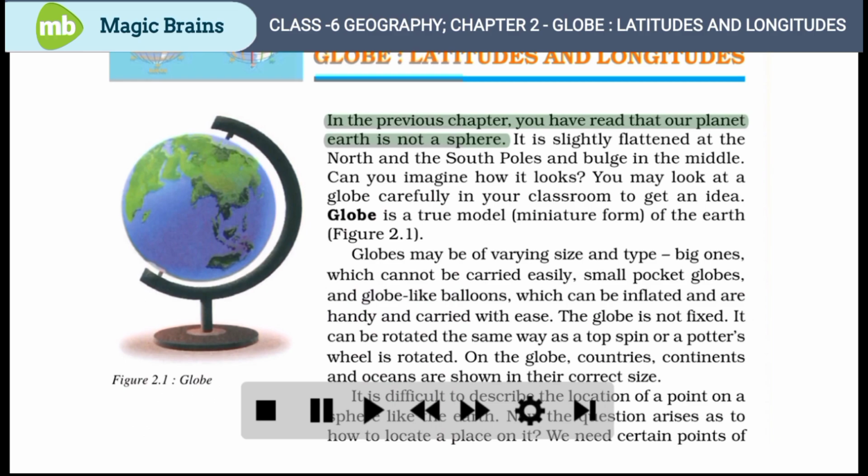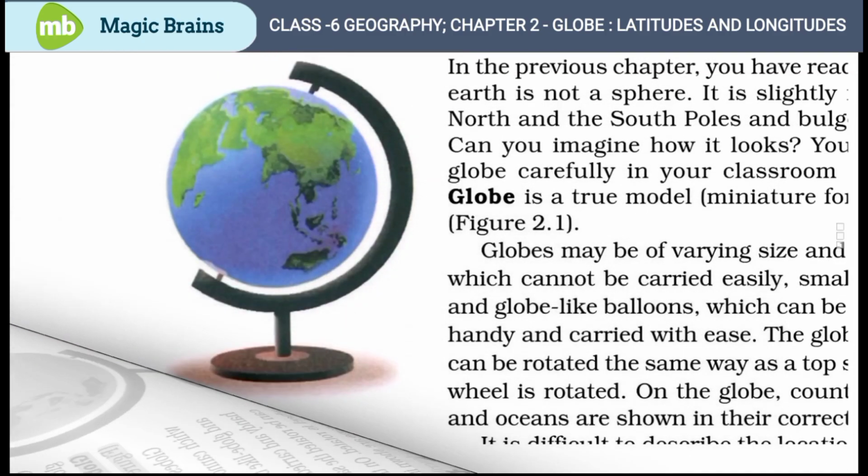In the previous chapter, you have read that our planet Earth is not a sphere. It is slightly flattened at the north and the south poles and bulged in the middle. Can you imagine how it looks? You may look at a globe carefully in your classroom to get an idea. Globe is a true model, that is, miniature form of the Earth, as shown in Figure 2.1.